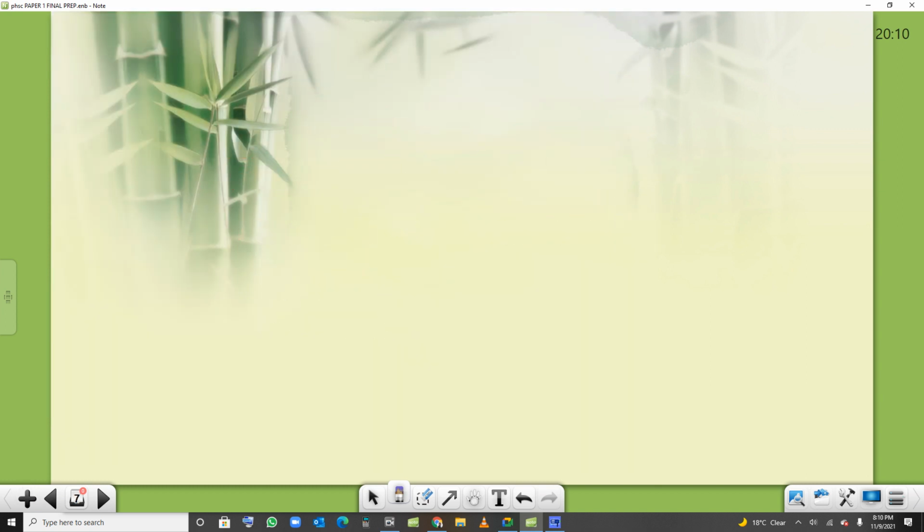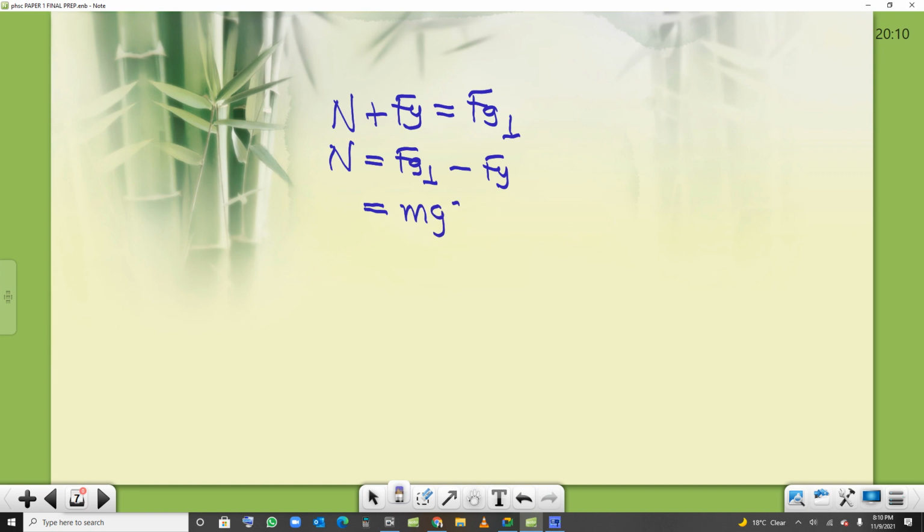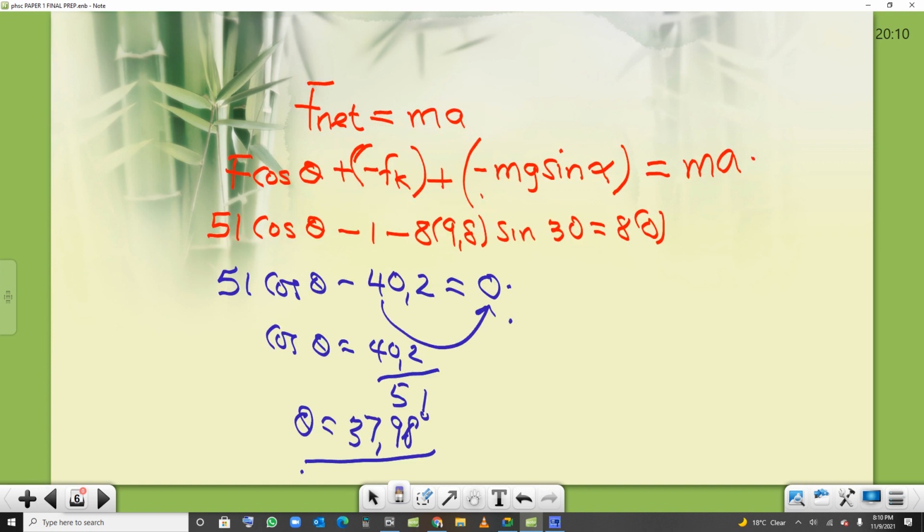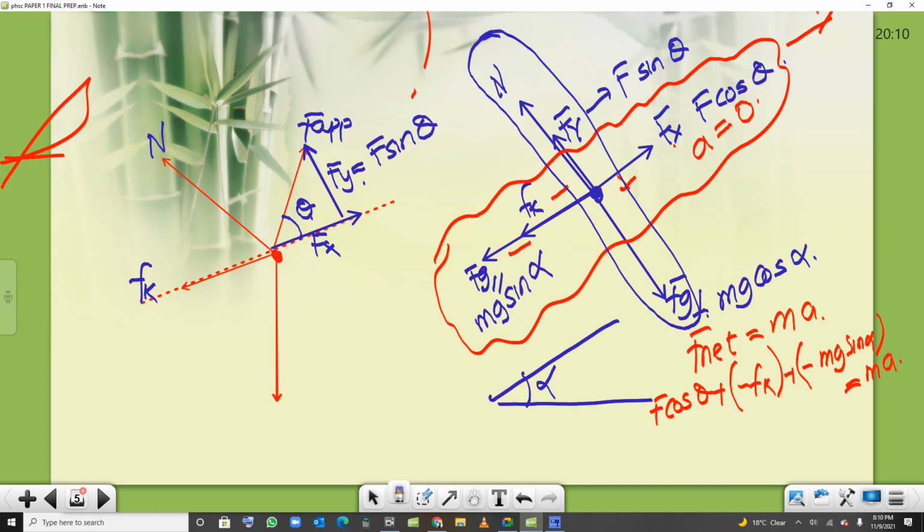Okay, now we have two forces pointing up, right? Normal plus Fy should be equal to what? Fg perpendicular. This is why your free body diagram is the main thing. I'm looking for normal, right? Okay, so can we say normal is what? Fg perpendicular minus Fy. Do we know the formula for Fg perpendicular? What is it? mg cos alpha. Do we know the one for Fy? Do you remember what it was? F sine.